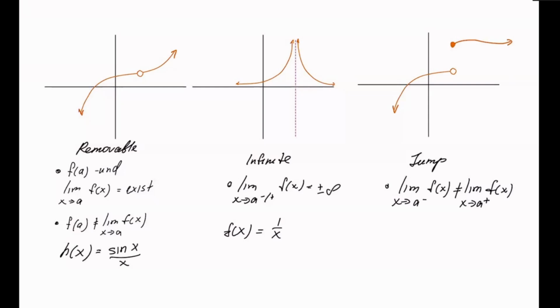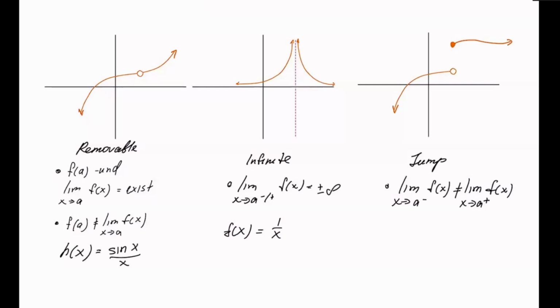This occurs when both one-sided limits exist, but they're not equal. For example, the limit of f of x as x goes to a from the left side is not equal to the limit of f of x as x goes to a from the right side. The function jumps from one value to another.